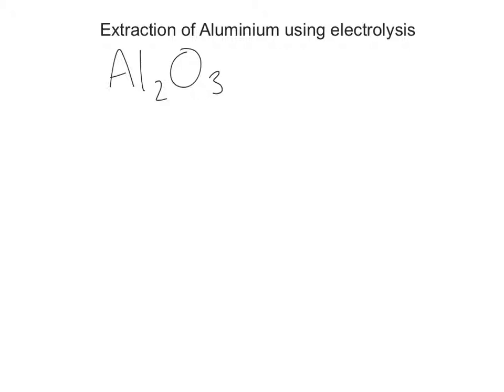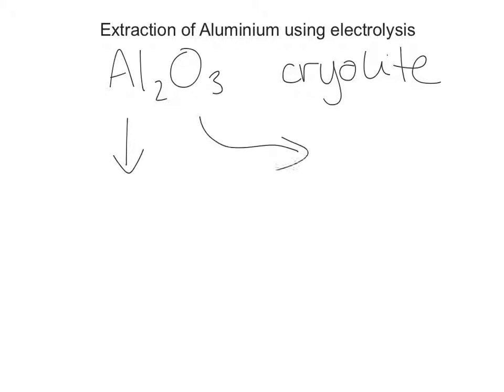Because it's an ionic substance and the ionic bonds are very, very strong, its melting point is very high. Therefore, in order to lower the energy requirements, it is dissolved in a substance called cryolite. This lowers the melting point of aluminium oxide, and then it lowers the energy cost, so it makes it cheaper. The ions that are then involved in electrolysis are Al3+ and O2-.